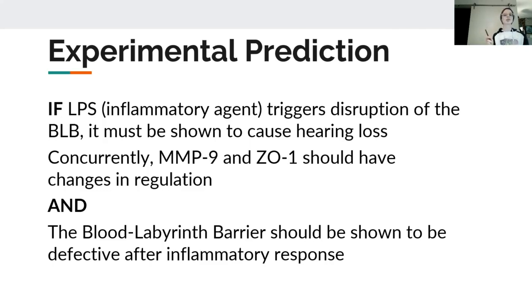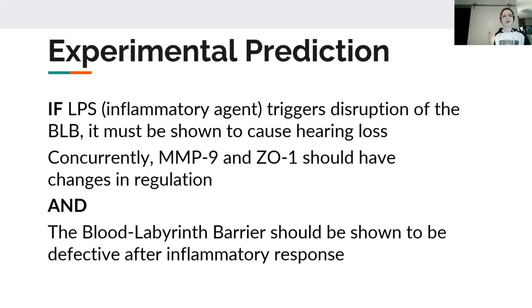But at the same time, once you have proved that there's significant hearing loss caused by the lipopolysaccharide, the inflammatory agent, you then have to show that it has to do with regulation changes in MMP-9 and ZO-1. Because there are a lot of different things implicated in inflammation. You have to point out specifically that it has to do with MMP-9 and ZO-1 regulating these borders, right? And then on top of that, you will have like a vague correlation there.